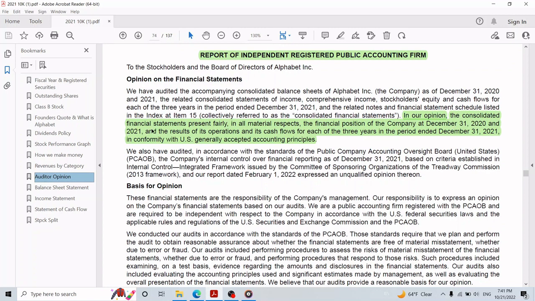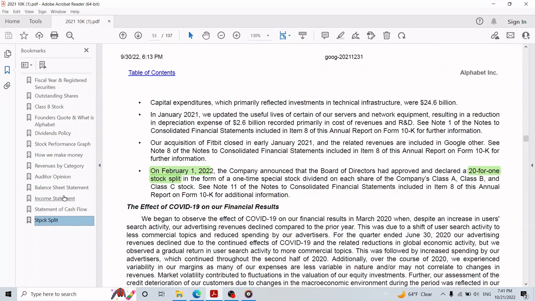Basically, they are saying the financial statements are presented fairly in all material respects, which means Google is doing a very good job keeping track of all their revenues and expenses and assets and liabilities, and we can trust those financial statements.